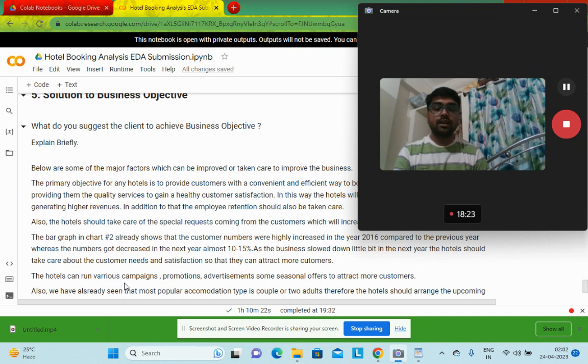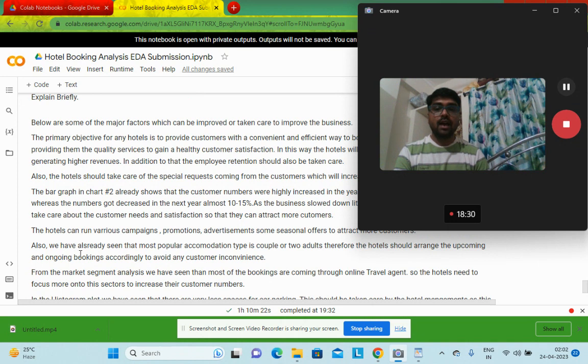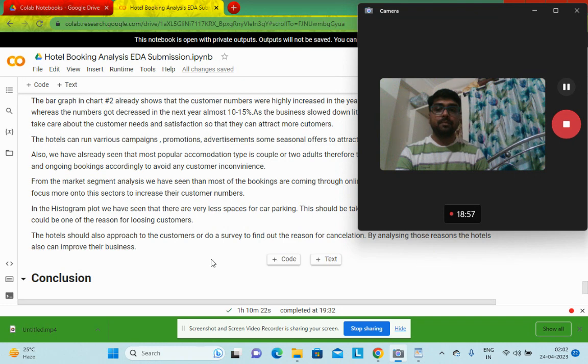The hotels can also run various campaigns, promotions, advertisements, and some seasonal offers to attract more customers. Also, we have already seen that the most popular accommodation type is a couple or two adults. Therefore, the hotel should arrange the upcoming bookings and ongoing bookings accordingly to avoid any customer inconvenience. From the market segment analysis, we have seen that most of the bookings are coming through online travel agents. So the hotels need to focus more on these sectors to increase their customer numbers.